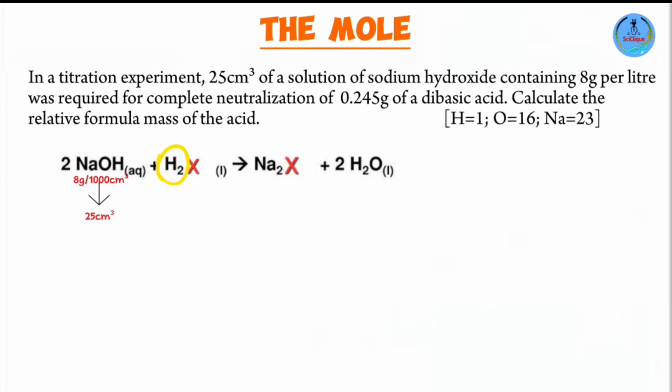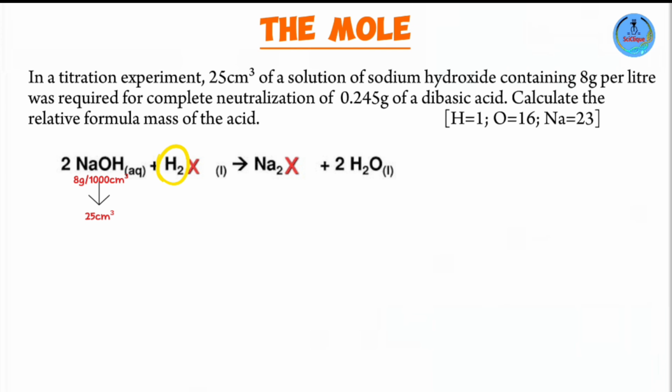Do you remember a dibasic acid? It contains 2 replaceable hydrogen ions. So it's H2X, whatever X will be. Now this leads to the formation of a salt, Na2X plus water. In case you're thinking, hey, Na2X, where is this coming from?